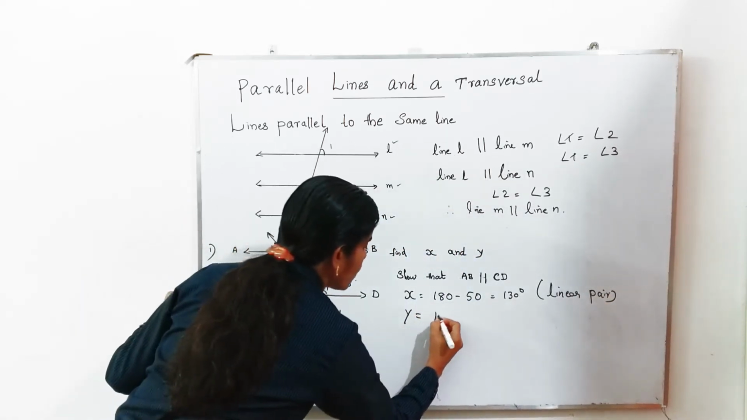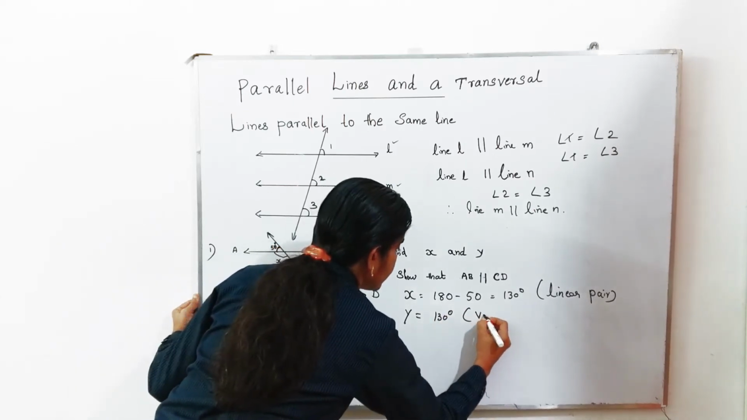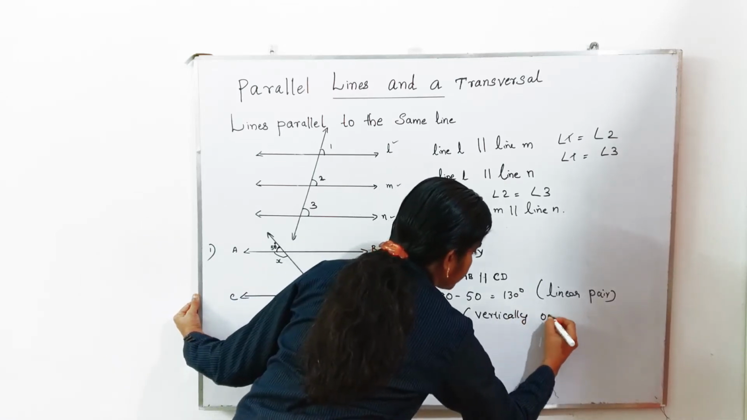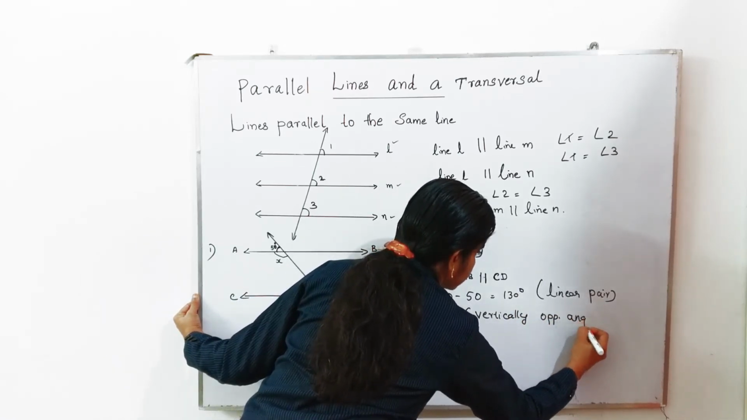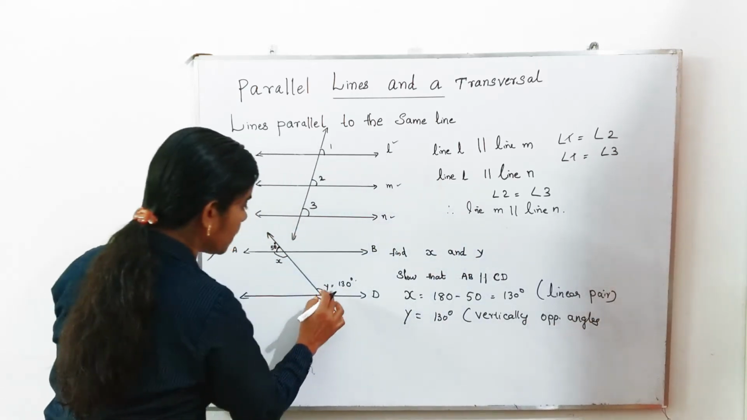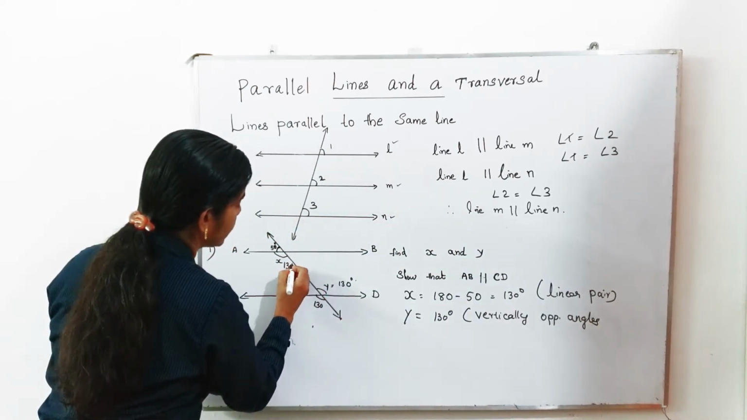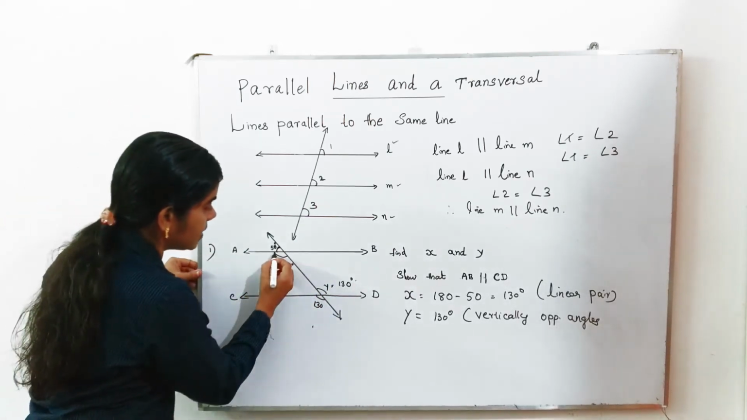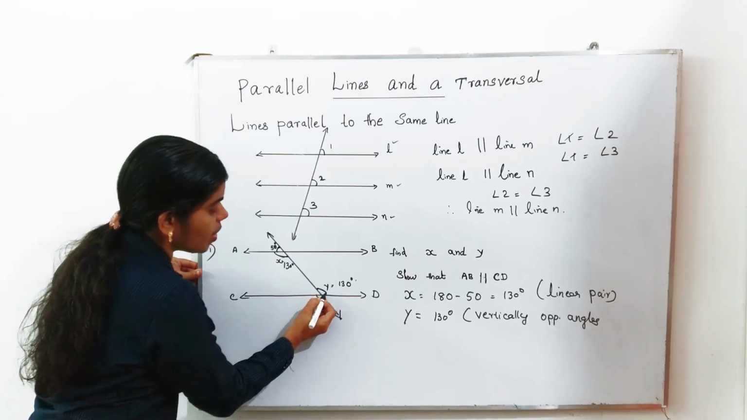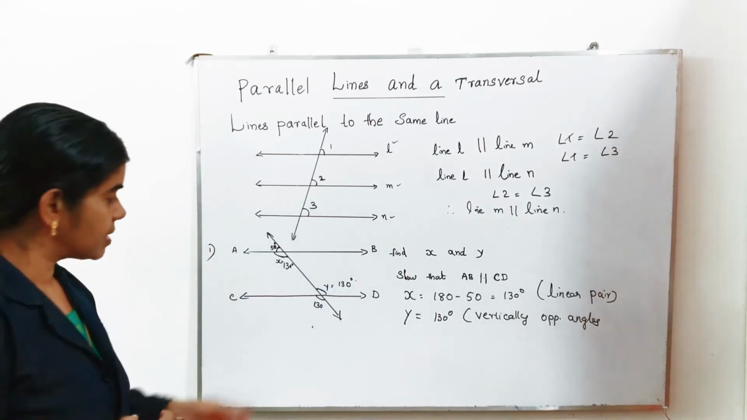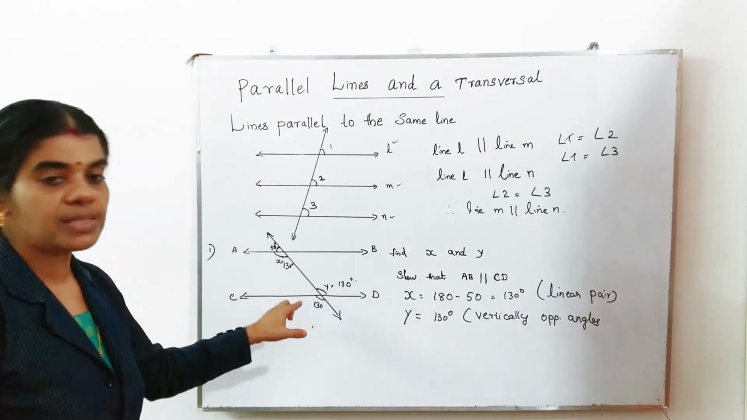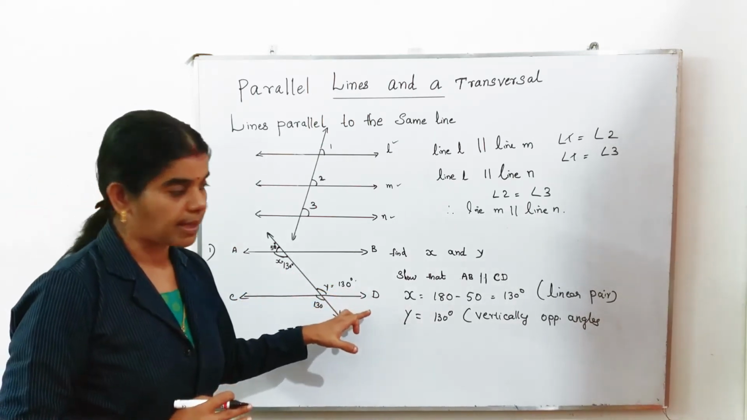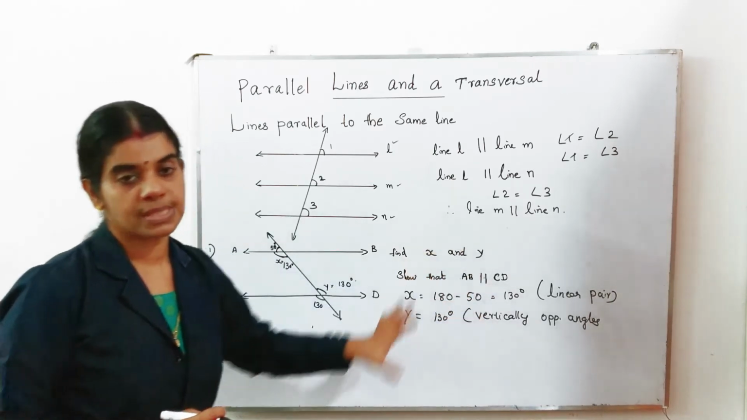Next, y will be 130 degrees because of vertically opposite angles. Then thus you got 130. Here also you got 130. y is equal to 130 and x also. Which type of angles are these? Alternate interior angles. x and y are the alternate interior angles. Then you got one pair of alternate interior angles equal. So AB is parallel to CD.